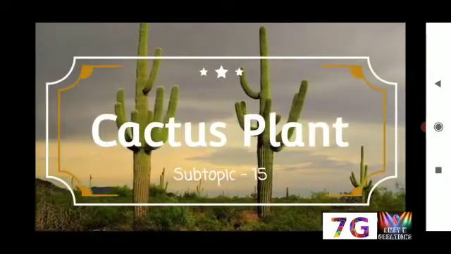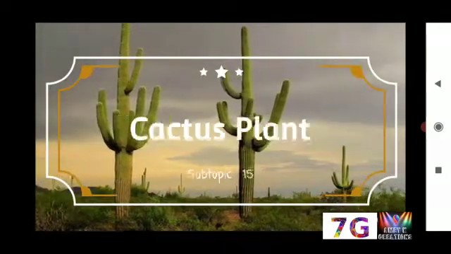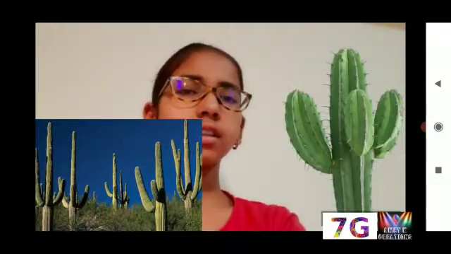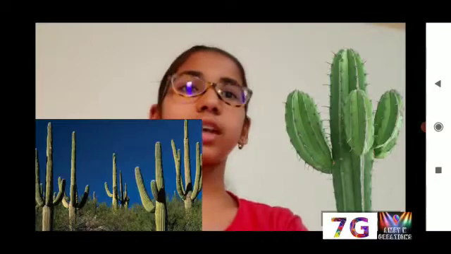Cactus plant. Subtopic 15. Do you know cactus plants? Most of the photosynthesis takes place in the leaves of green plants. However, in case of some desert plants, it takes place in their stem and even branches. Cacti are found in deserts and their leaves are modified to spines to avoid loss of water due to transpiration.